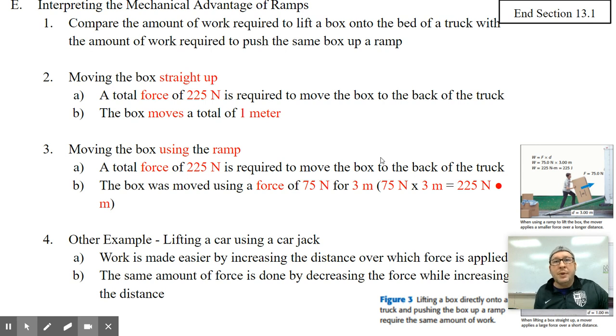And the cool thing is, whether you use the ramp or not, you're going to be putting in the same amount of work. It's just that with the ramp, it's going to reduce the amount of stress you're going to be putting on yourself by lifting heavy objects.